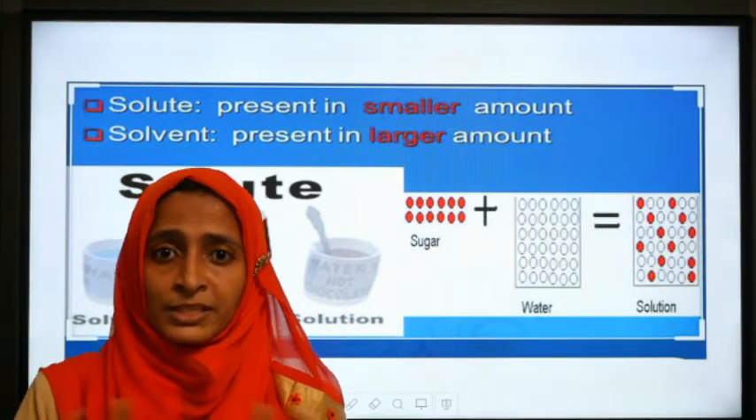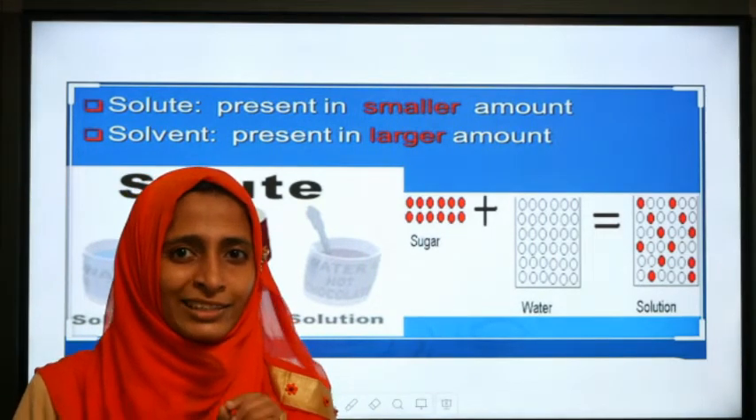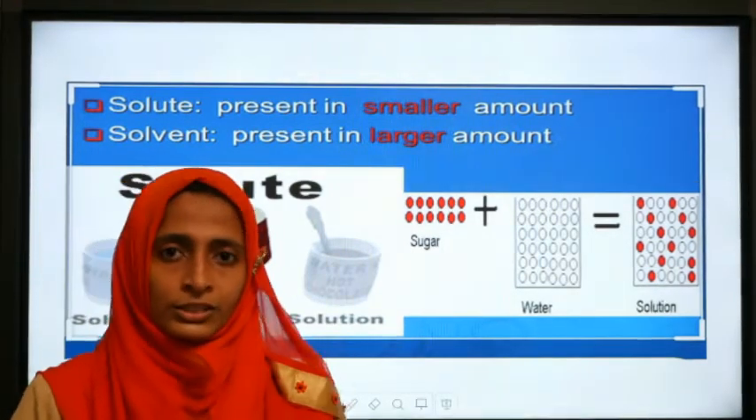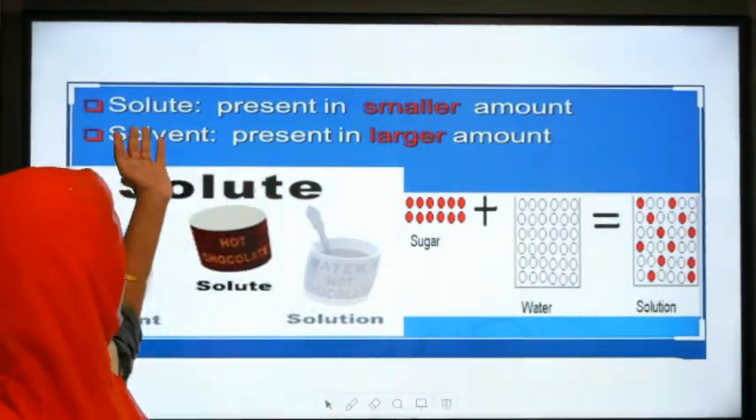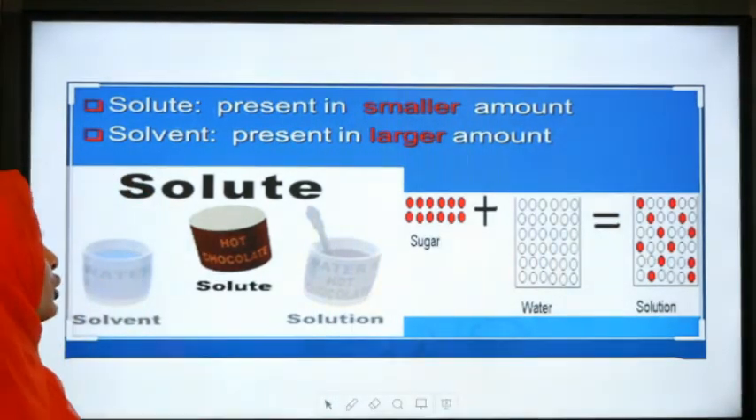After learning, sometimes it may get confused whether it is solute or solvent. To remember that, I will give you a trick. It's just a trick. You need not write down. You just remember this. Here you just count the number of alphabets in solute.